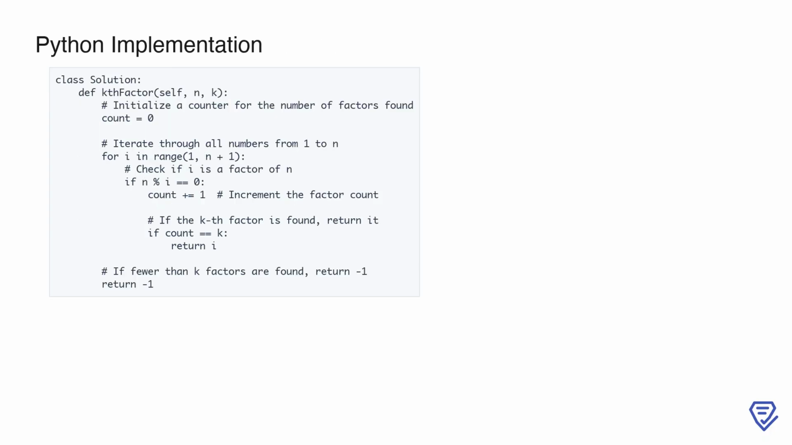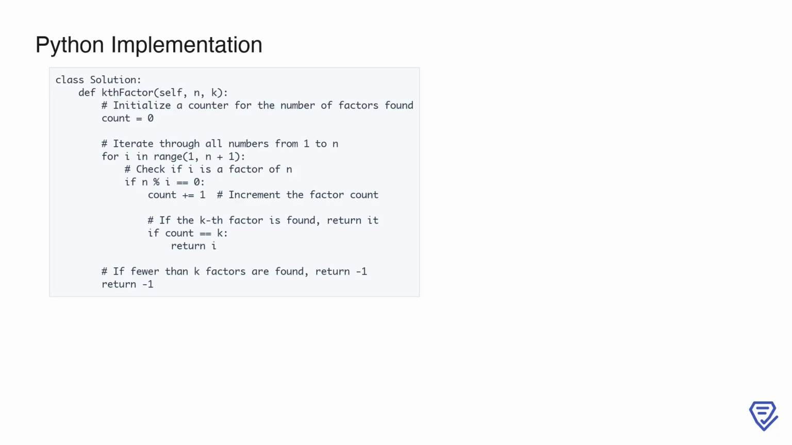This Python implementation solves LeetCode problem number 1492, the kth factor of n, using a brute force approach. The problem requires finding the kth factor of a given integer n. If there are fewer than k factors, the function should return -1. The code begins by defining the kth factor function within a solution class. The function takes two inputs, n, the integer whose factors are to be examined, and k, the index of the factor to find. A variable count is initialized to 0 to keep track of the number of factors encountered during iteration. Next, a for loop iterates through all integers from 1 to n.